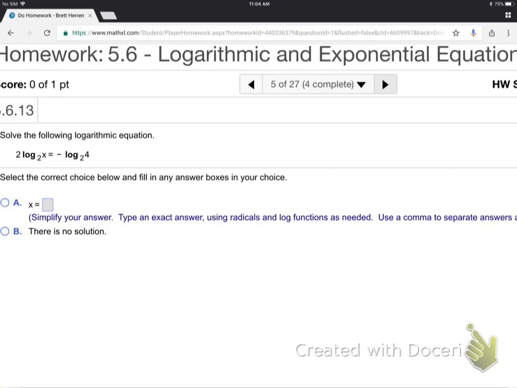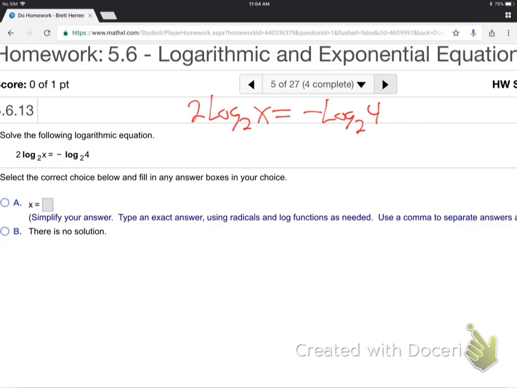Okay, so here we go. This is question number 5: 2 log base 2 of x is minus log base 2 of 4. All right, so what are we going to do? What's the game plan for this?